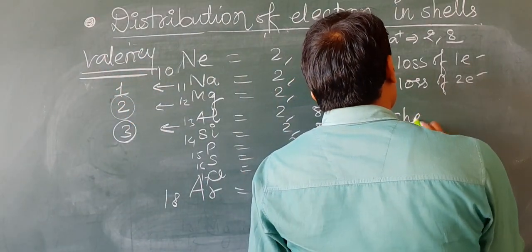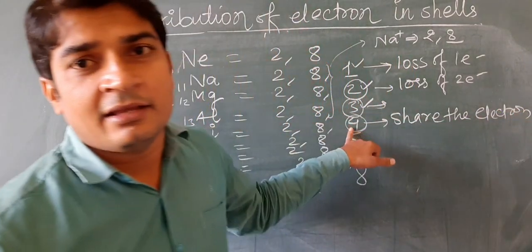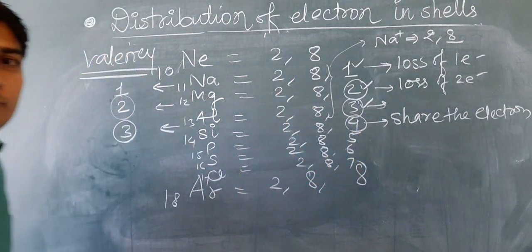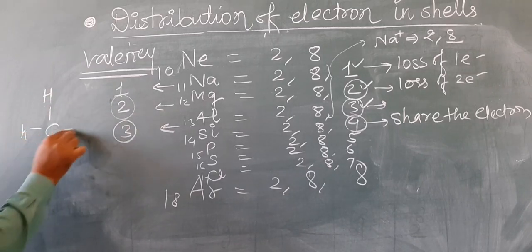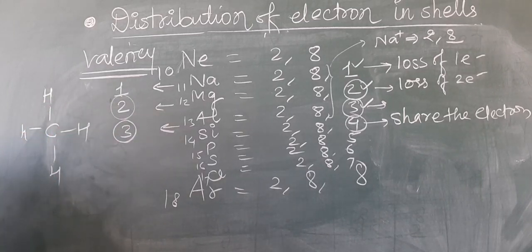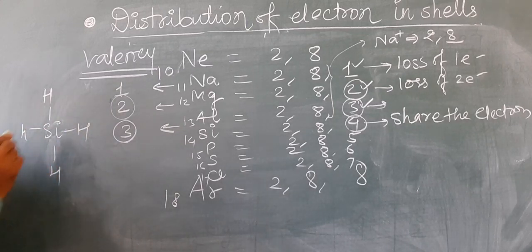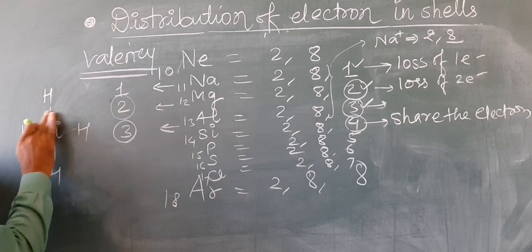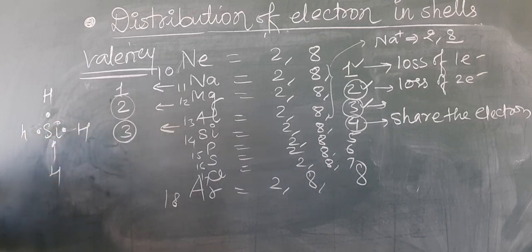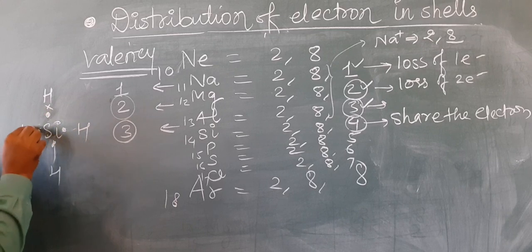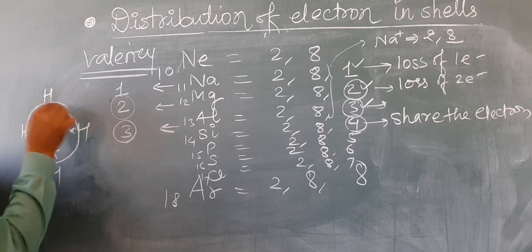If there are 4 electrons, then it does not lose or gain electrons. It shares the electrons. It has 4 electrons, and 4 other electrons are shared by other atoms. For example, I am giving you one example for carbon, or for silicon we can write SiH4. Silicon has 4 electrons in its outermost shell. It requires 4 more electrons to complete its octet. So one electron from each hydrogen is shared by silicon.